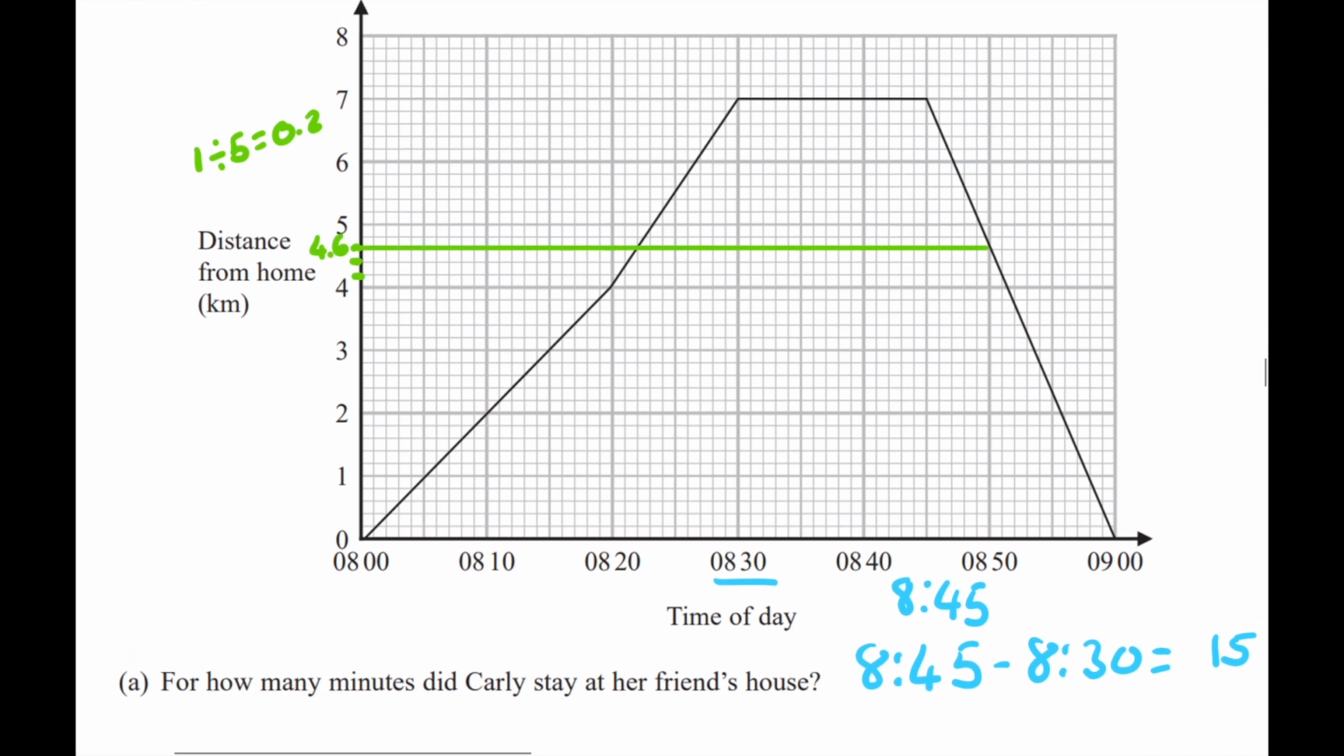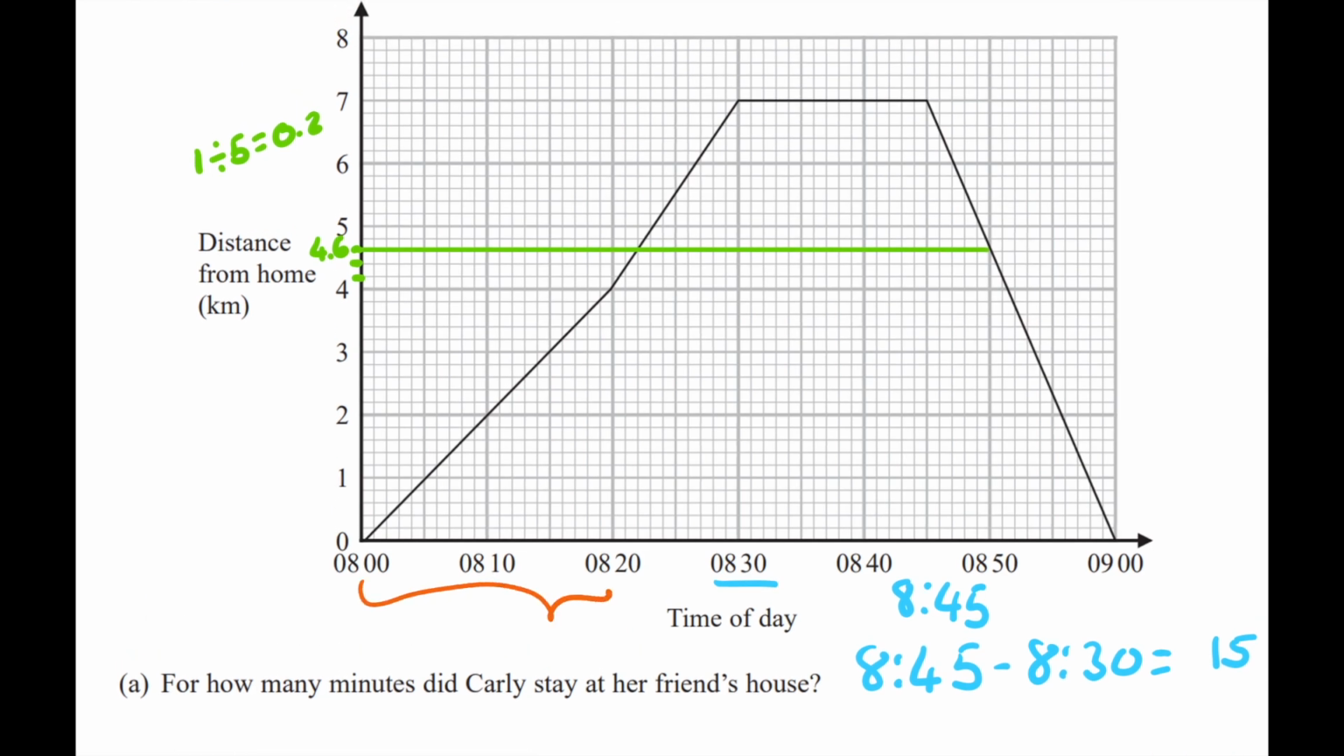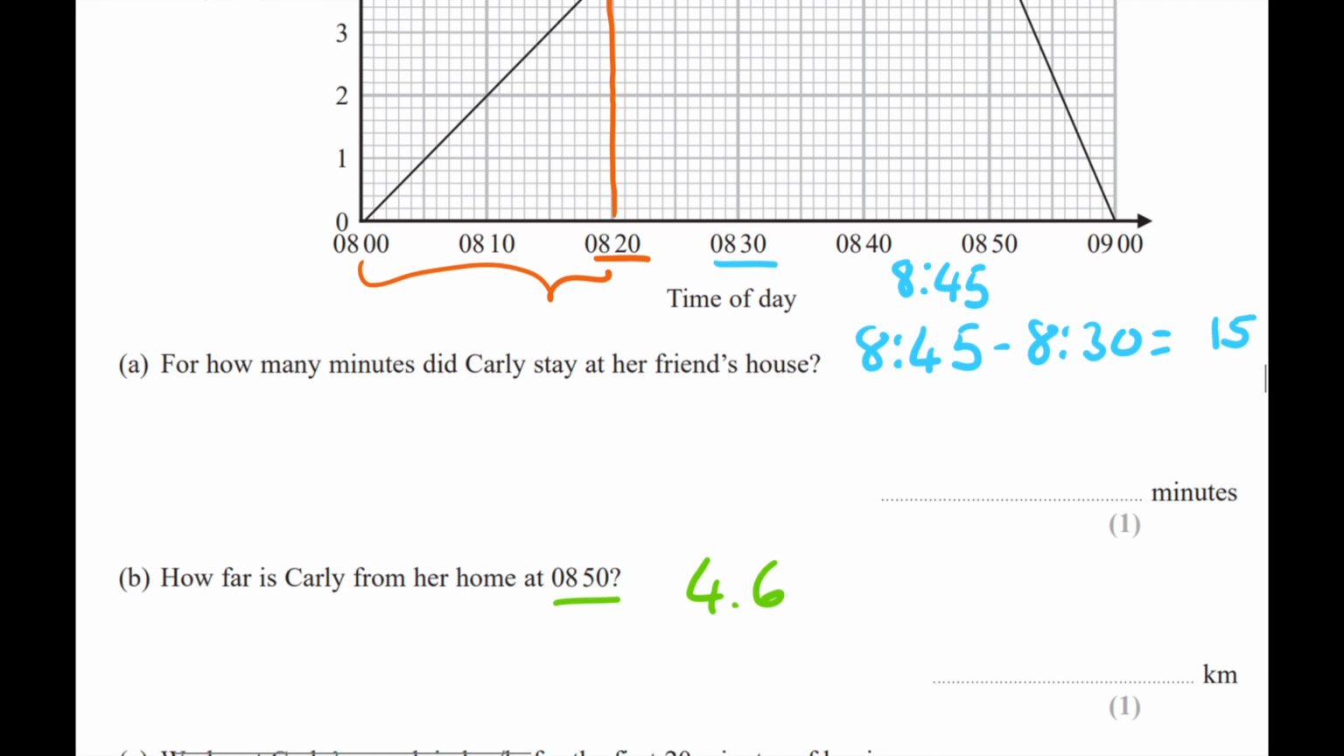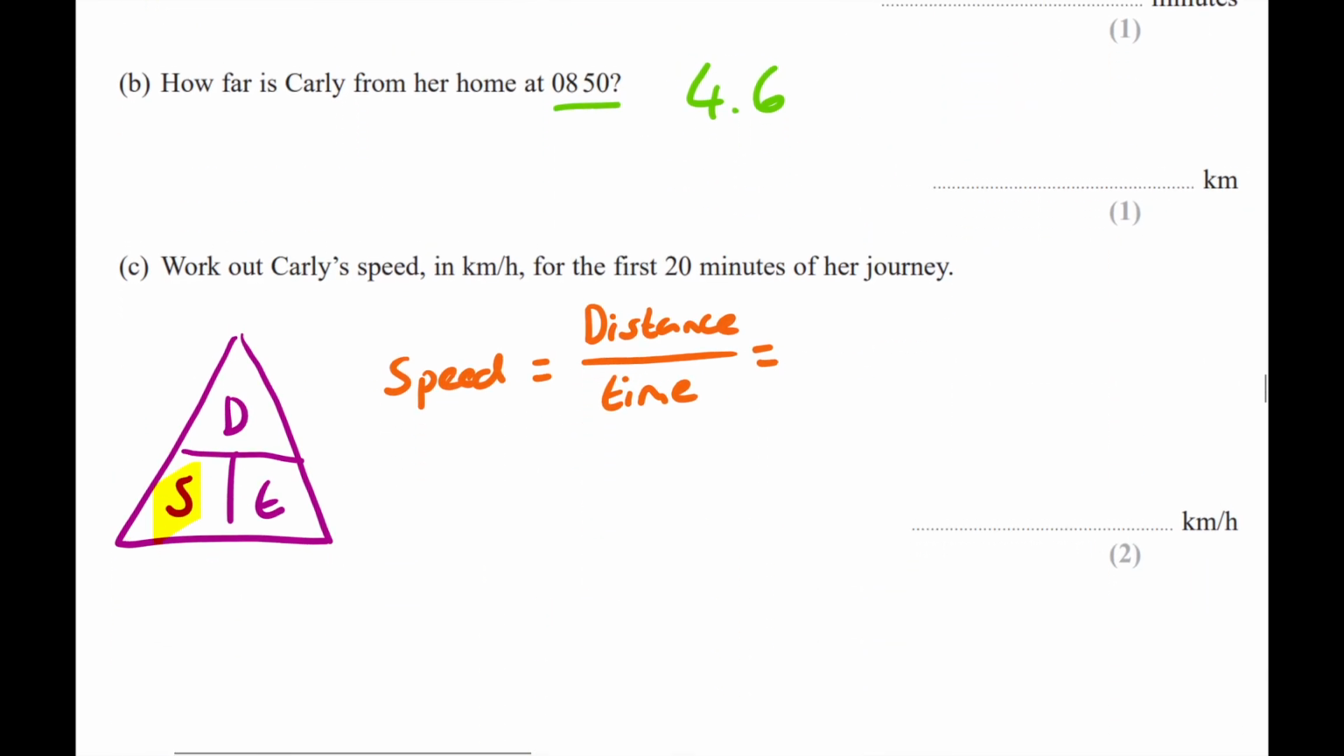The first 20 minutes of her journey puts her at 8:20. So if I read up, you can see if we go across to the distance, that's 4. So she's covered 4 kilometers in the first 20 minutes. So I'm going to put 4 here. We want it in kilometers per hour, and we found out that it's 20 minutes.